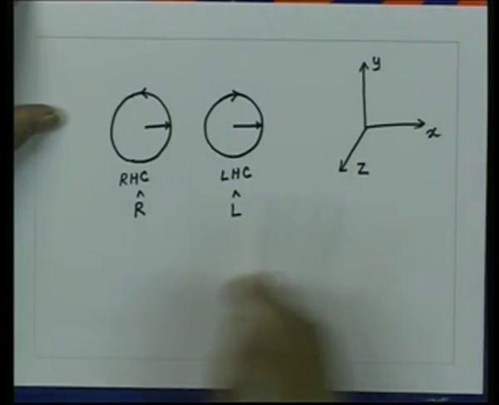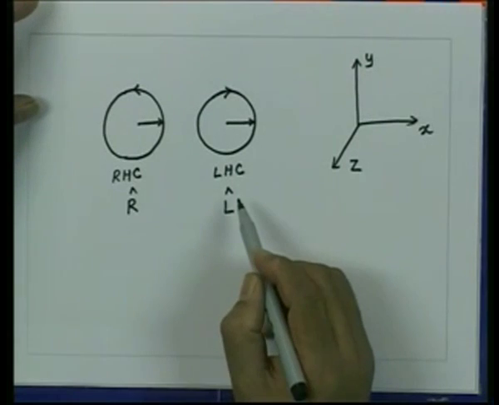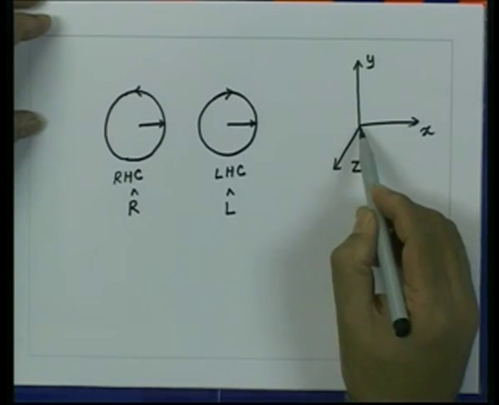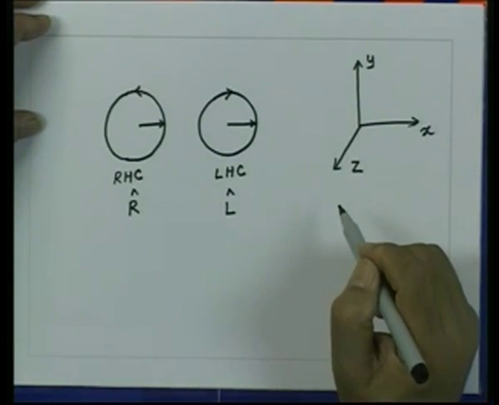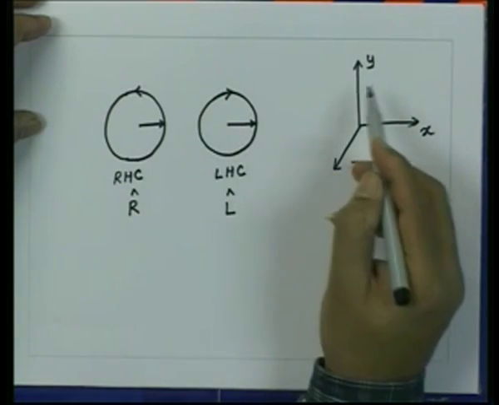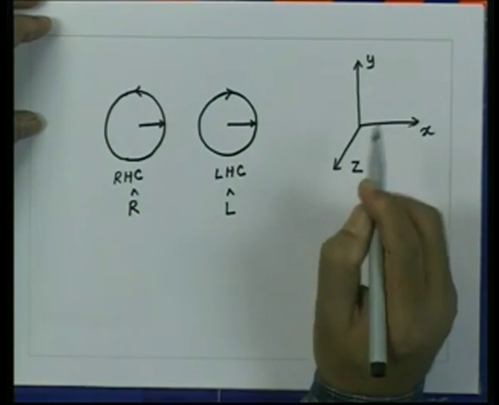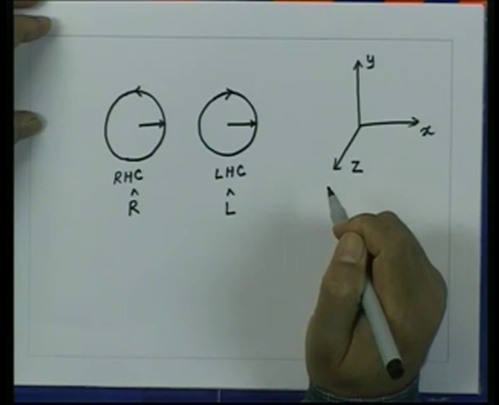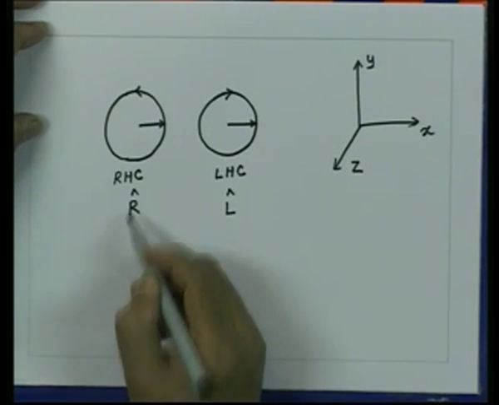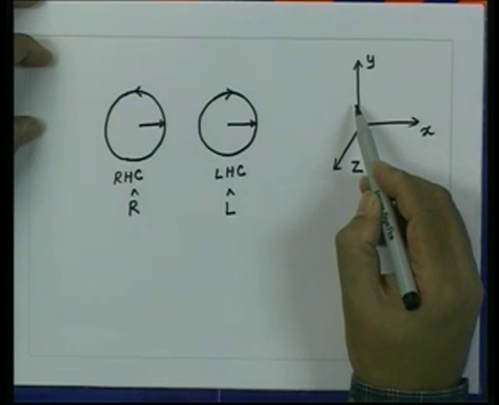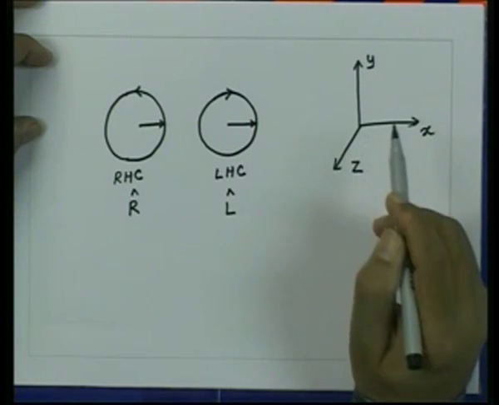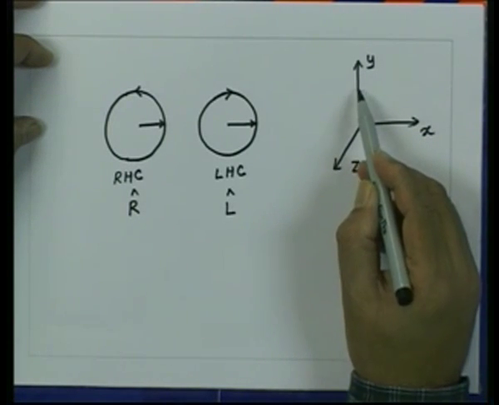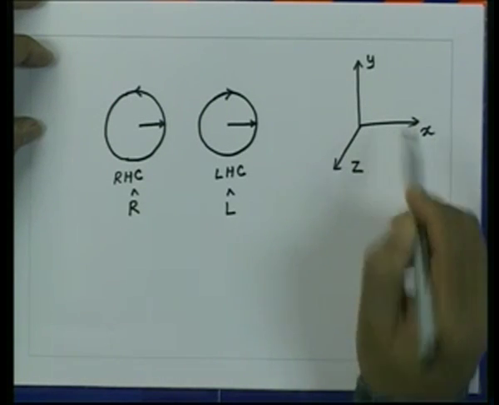Now, we know that a left handed polarized wave can be generated by two unit amplitude x and y polarized waves with a phase difference between E y and E x of plus 90 degrees, and a right handed polarized wave can be generated by a combination of two unit vectors x and y with E y lagging by 90 degrees with respect to E x.